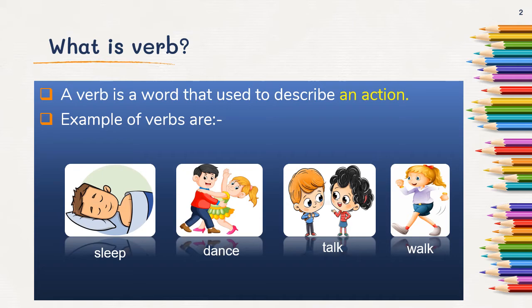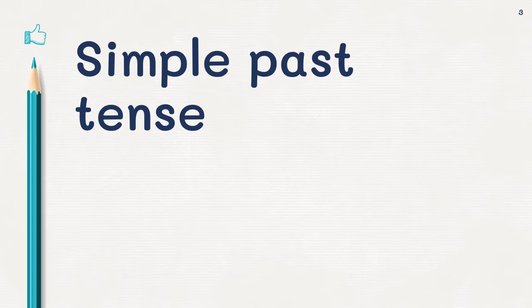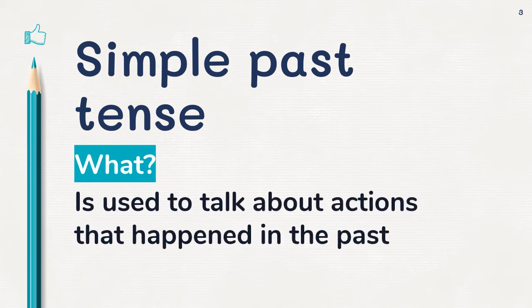So children, these are some examples of verbs that we usually do, and the spelling of these verbs actually changes when they are used in a simple past tense. So let's find that out. Simple past tense. What is simple past tense? Simple past tense is used to talk about actions that happened in the past.